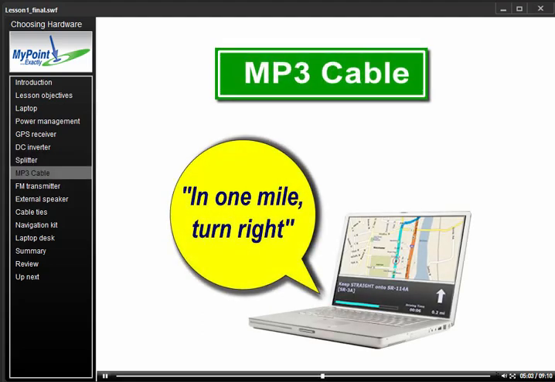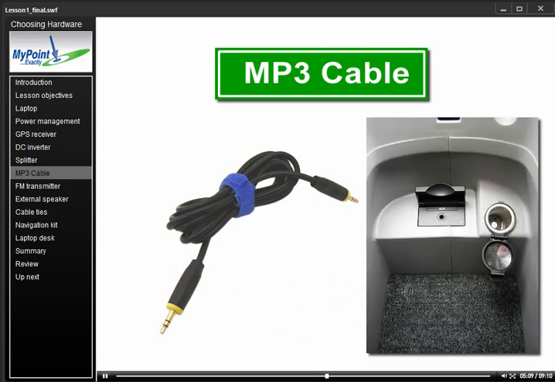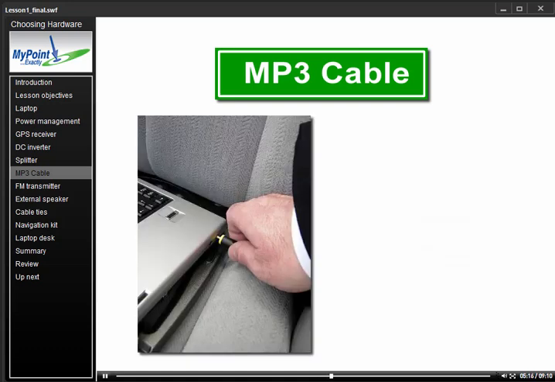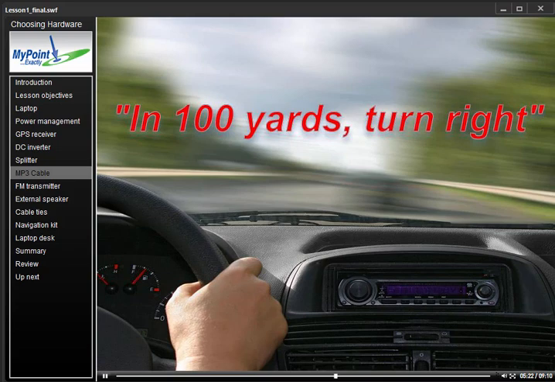While you can use your laptop speakers to announce upcoming directions, another nice-to-have item is an MP3 audio cable. Many new cars are now coming with an MP3 auxiliary jack in the armrest console or on the dash. You simply plug one end of the cable into the headphones jack of your laptop, and the other end into the car's auxiliary jack. Now you're playing crisp and clear directions directly over your car stereo system.